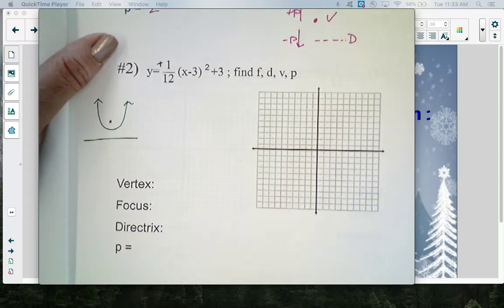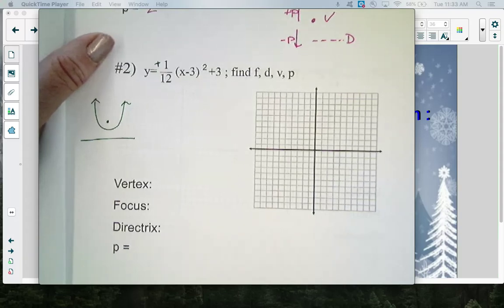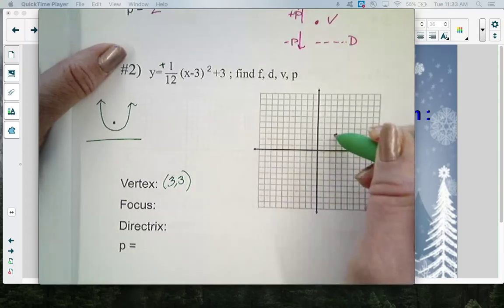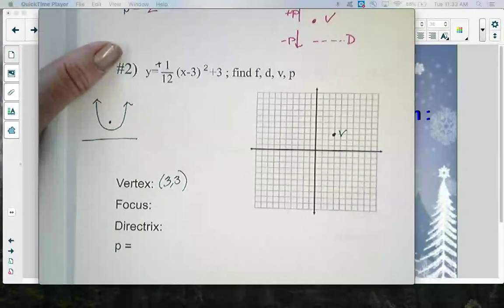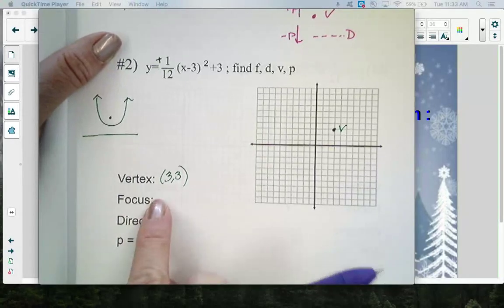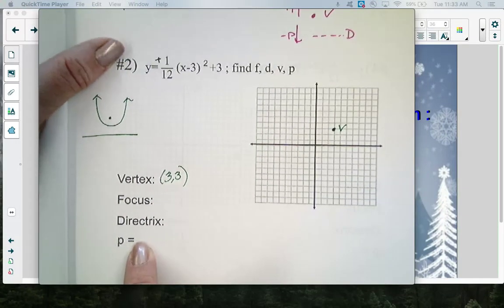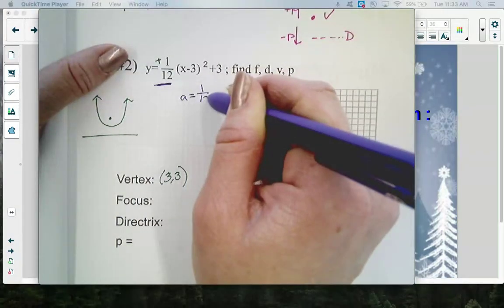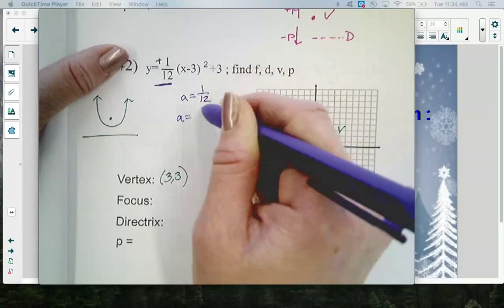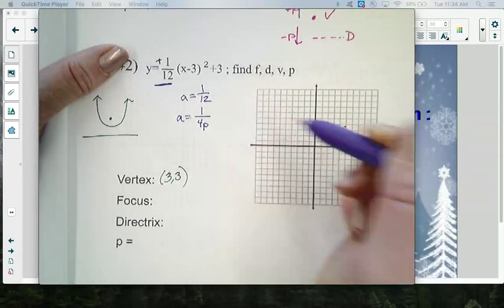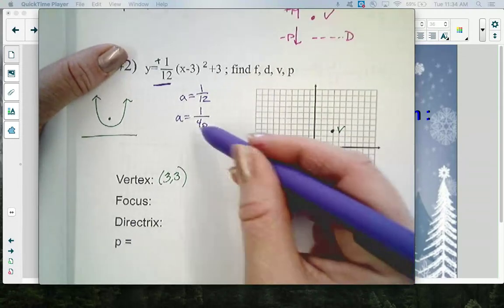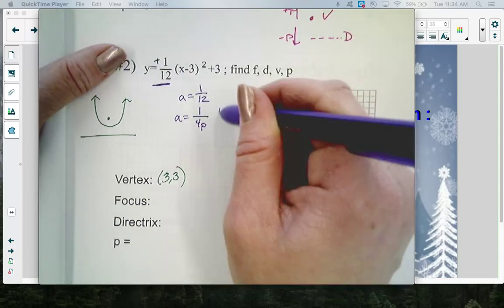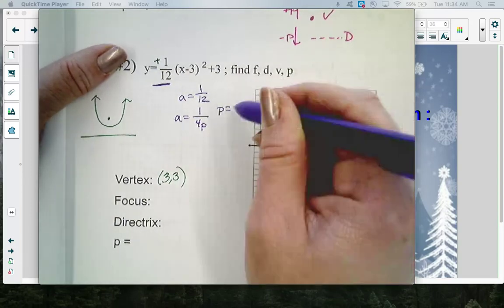What would your vertex be on this? 3 and 3. Beautiful. Vertex is 3, 3. I'm going to even graph that while I'm here and label it, of course. All right, now my next step, I can't find my focus and I can't find my directrix without my focal length. So remember, it's all about that A value. A right now is equal to 1/12. The formula for A is 1/4 times that focal length. If you can't figure out 4 times what is 12, could you set them equal to each other and solve? Yeah, but what is my P value? P would be equal to 3.